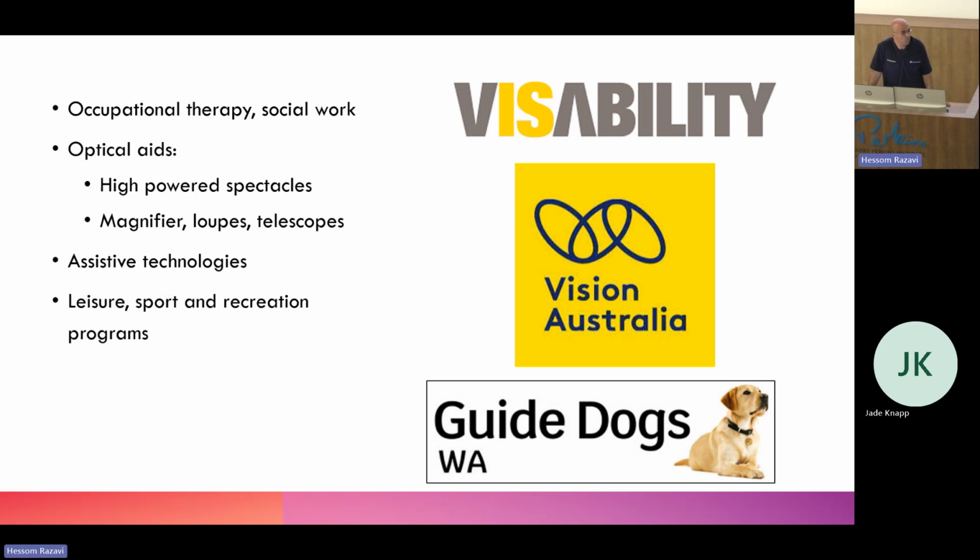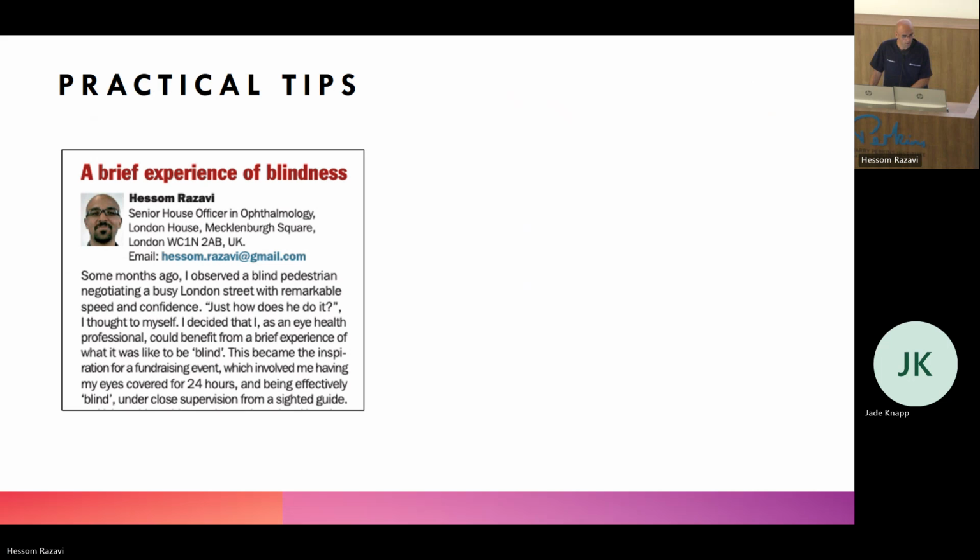These organisations also offer leisure, sport, recreation activities for people with vision loss, as well as employment assistance. So there's a lot of services out there. Vision loss is not the end of the road. There's a lot of successful people with vision loss, but certainly need support, and guide dogs as well.